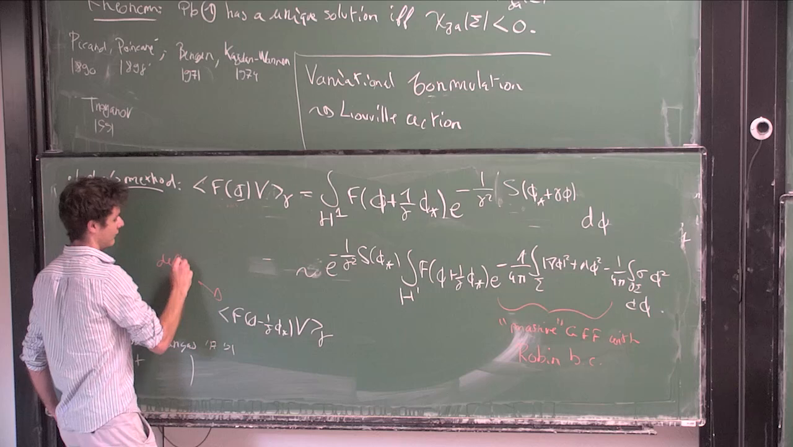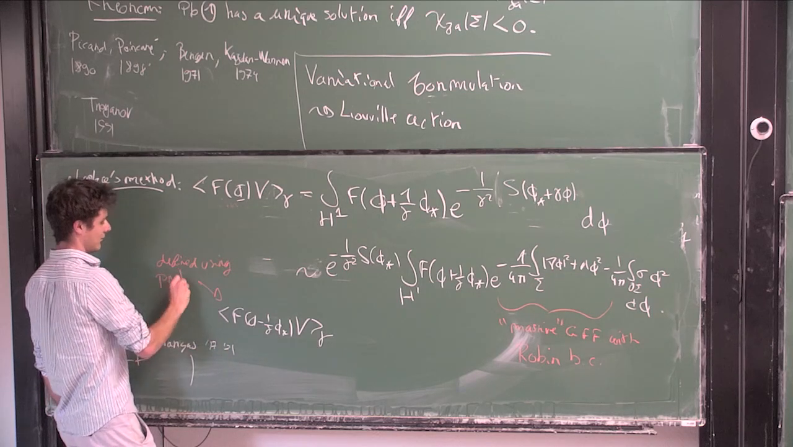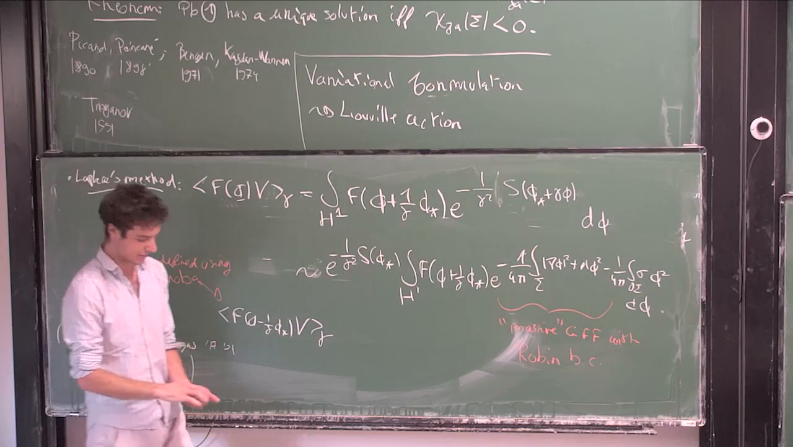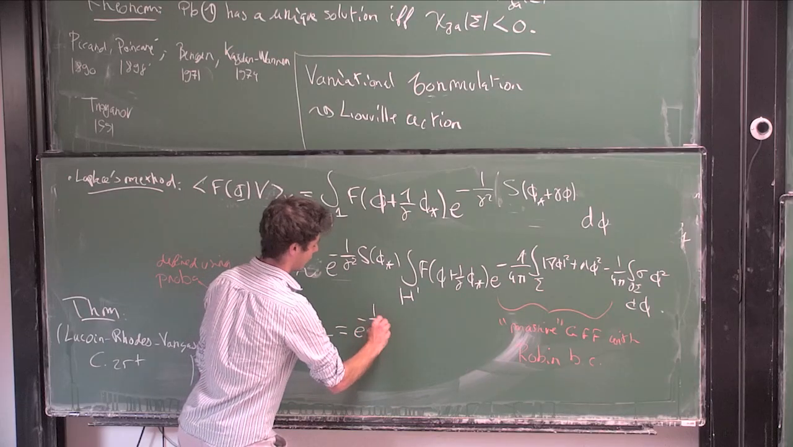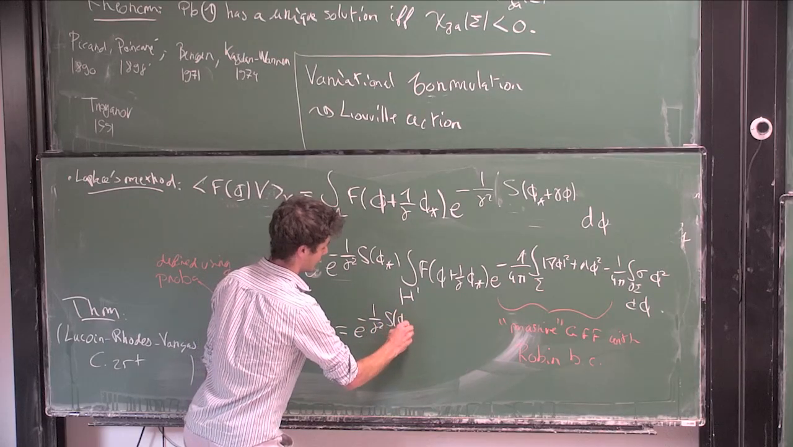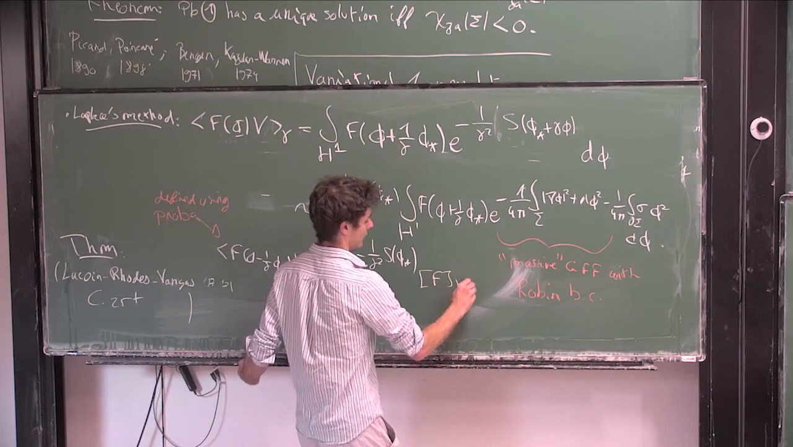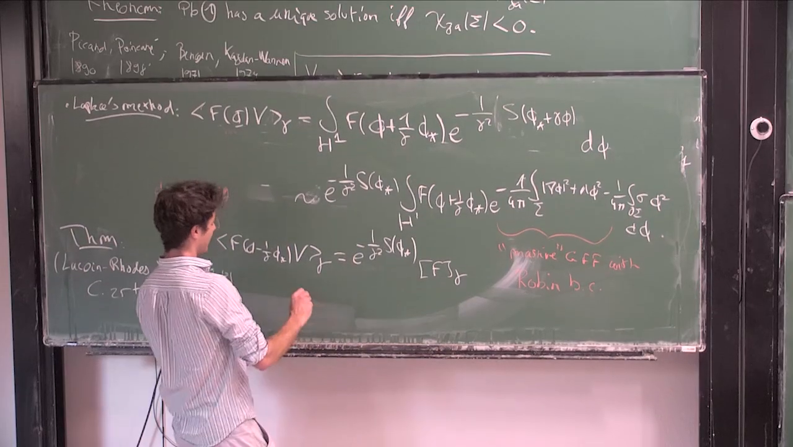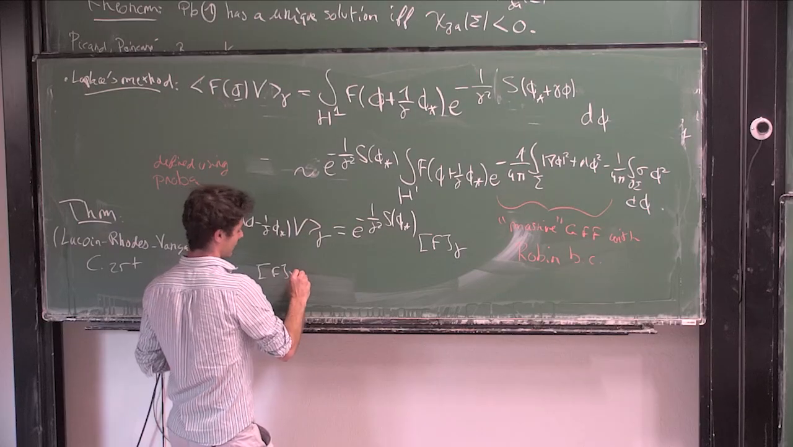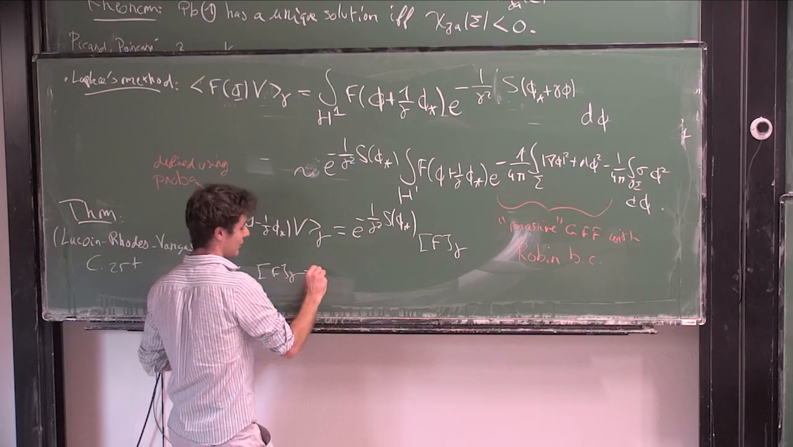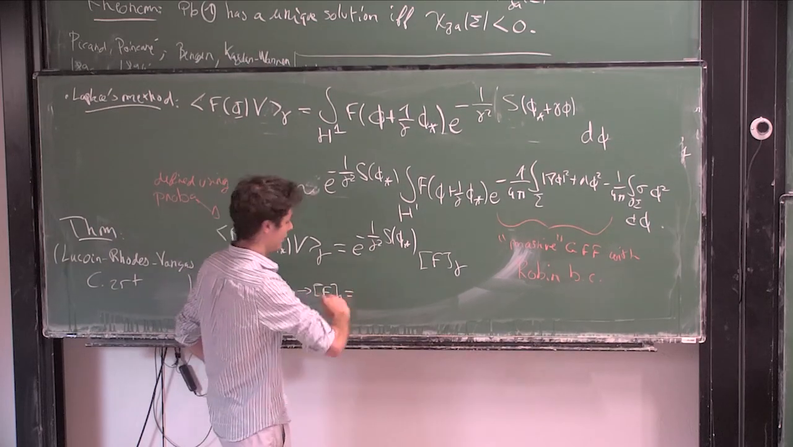Then this is actually equal to exponential minus 1 over gamma squared, the minimum of the Liouville action, times something, some f gamma, where f gamma has a good limit when gamma goes to 0. And this limit gives you actually a massive GFF as well.